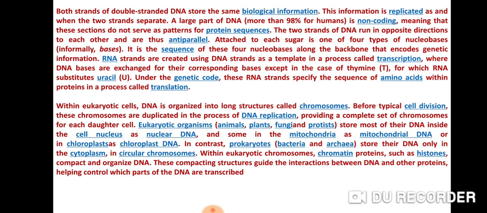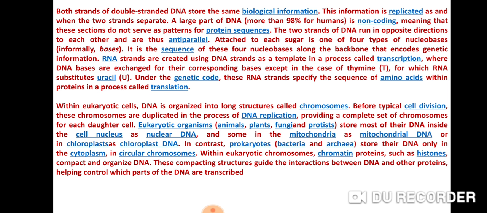RNA strands are created using DNA strands as a template in a process called transcription, where the DNA bases are exchanged for their corresponding bases, except in the case of thymine, for which RNA substitutes uracil under the genetic code. These RNA strands specify the sequence of amino acids within proteins in a process called translation.